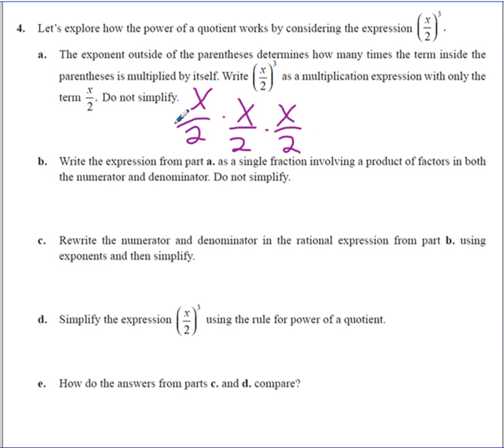And if we want to put it in a single fraction, we would have x times x times x for the top, and 2 times 2 times 2 on the bottom. And so that will equal our x to the 3rd over 2 to the 3rd. This time it told us to not simplify, so we're not going to make it x to the 3rd power over 8. We'll just leave it how it is.